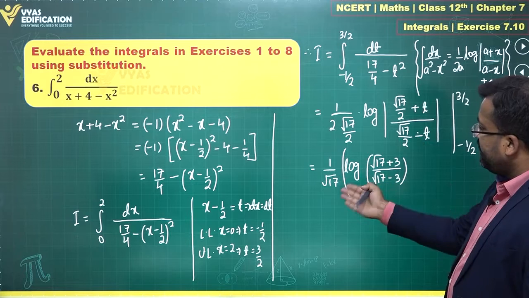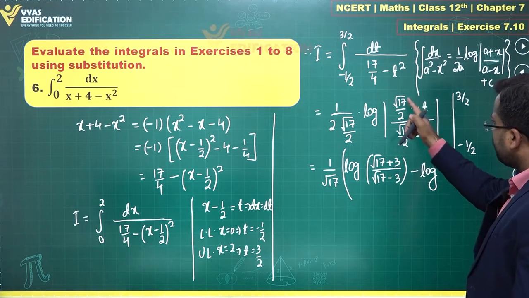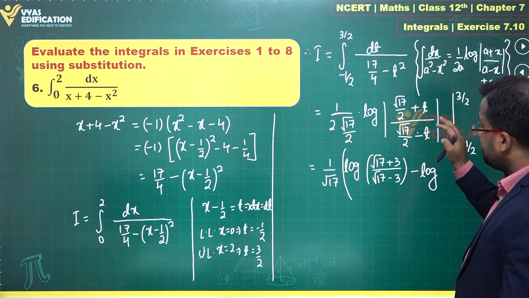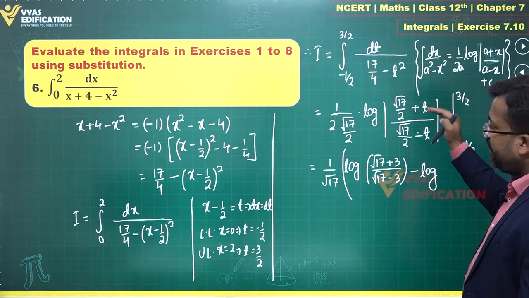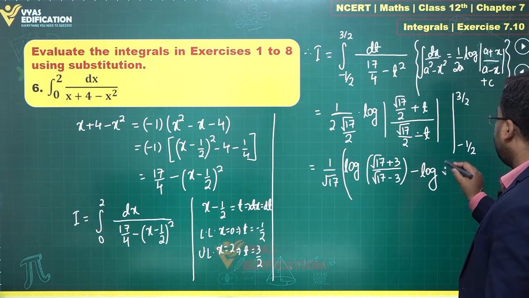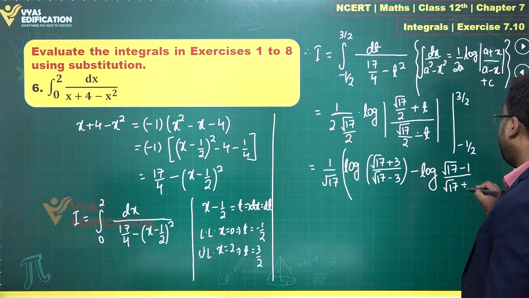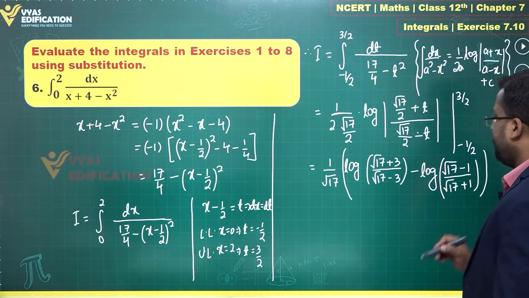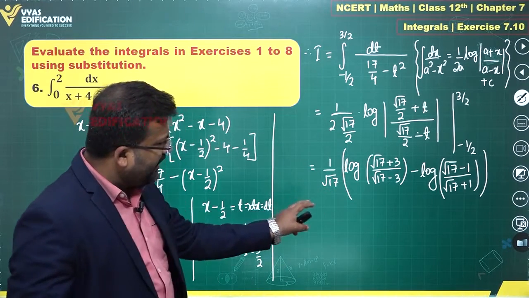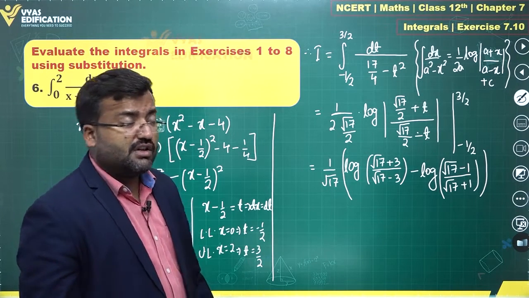So the next one will be 1 by root 17, which is already there, log, with a minus you'll get log, substitute this: root 17 by 2 minus 1 by 2. Root 17 by 2 minus of minus becomes plus 1 by 2. So root 17 by 2 minus 1 by 2, root 17 by 2 plus 1 by 2. The 2's will get cancelled once again, and root 17 minus 1 upon root 17 plus 1 is what you'll see over here. Now we need to simplify this answer a bit further. Although we have reached the final answer, simplification of these two logs is important.